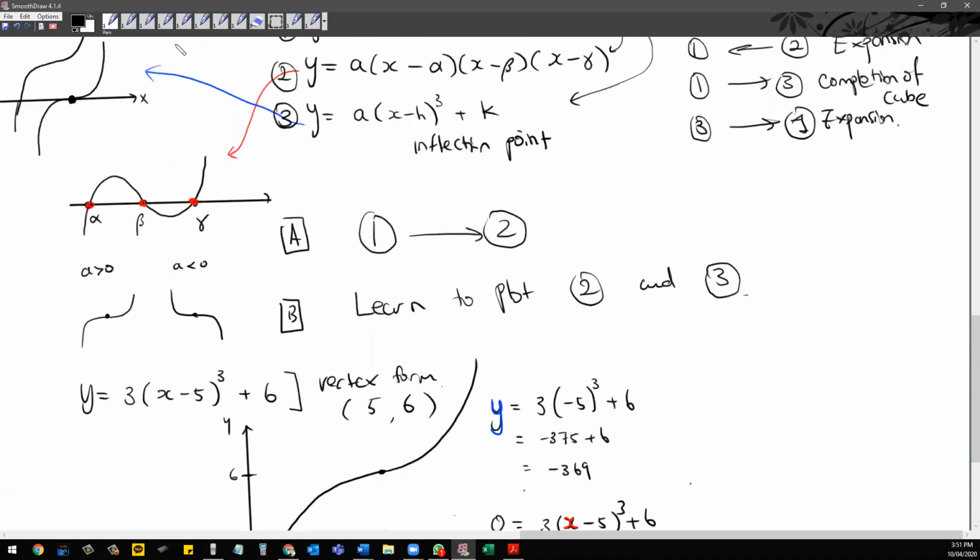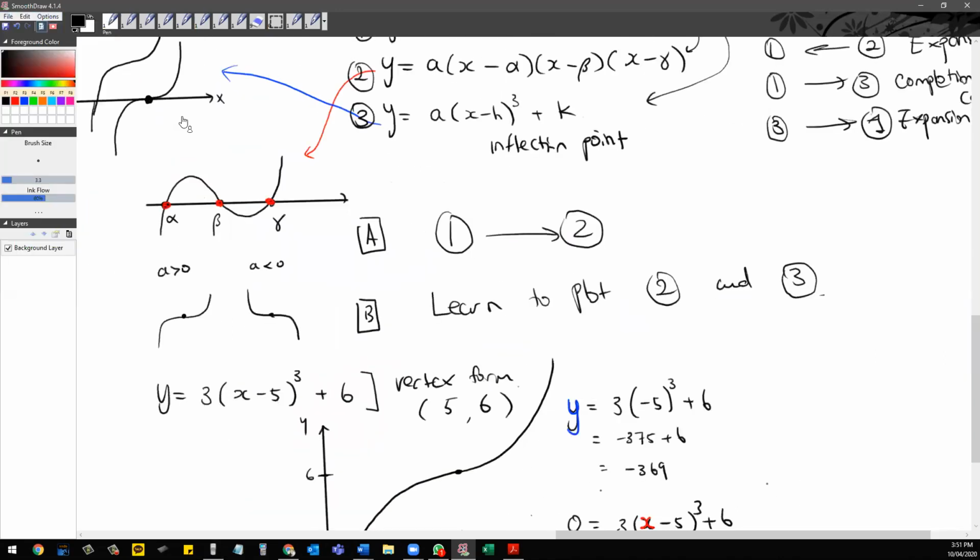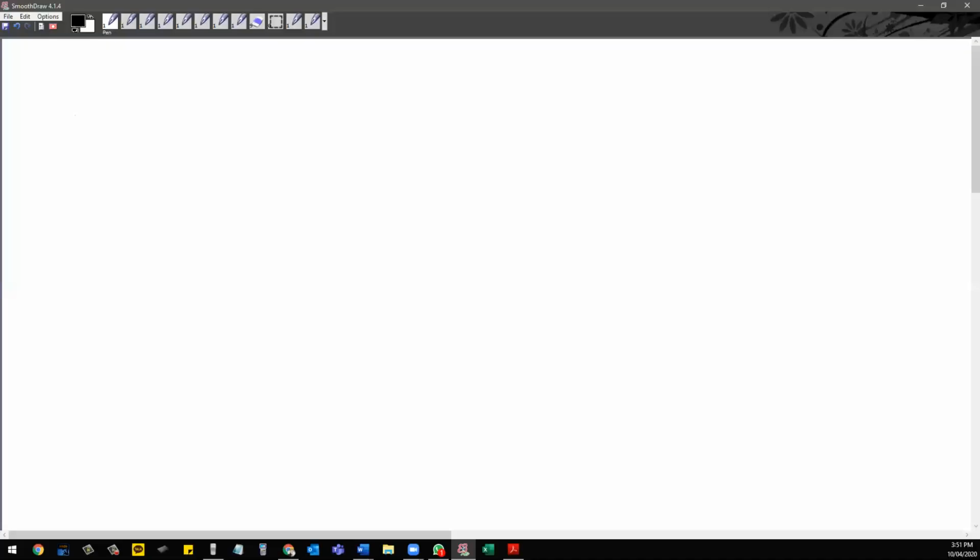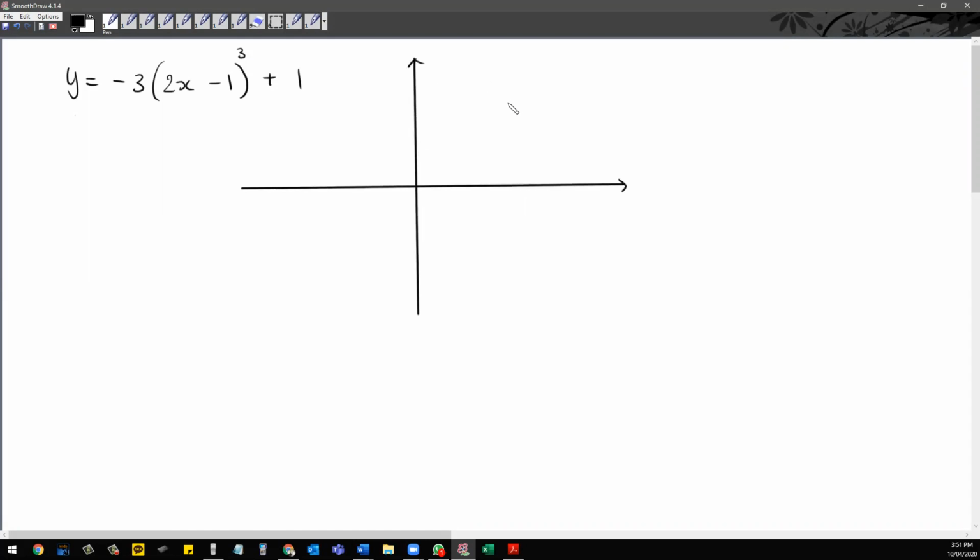Now, let's move on to the next slide. I'm going to save this as a file. So if you have y equals 2, let's say minus 3, and then (2x minus 1) to the power of 3 plus 1, okay? How do we draw this one? All right. So let's figure out the vertex first, or the inflection point. So it'll be something and 1, right? Yeah. Because of that 1 there, we have the y value of the vertex to be 1. Can you work out the x value of the inflection point, please?